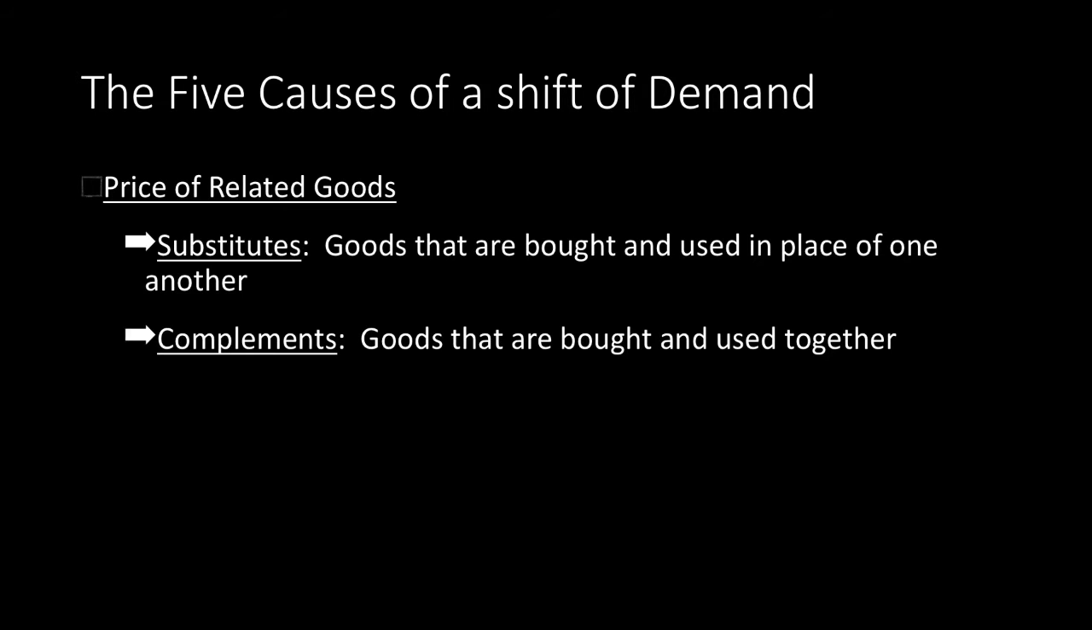By contrast, complements are two goods that are bought and used together. So examples of complements might be peanut butter and jelly. If the price of peanut butter goes up, since people like jelly with their peanut butter, we would assume that the demand for jelly is actually going to decrease. Substitutes are going to have the opposite effect. If the price of one good goes up, we would expect the demand for the substitute good to increase. So for example, if the price of PCs increases, I would expect the demand for Macs to increase as well.